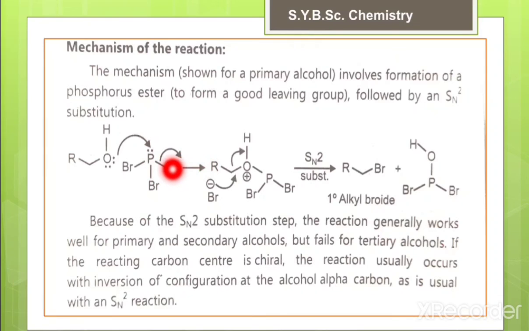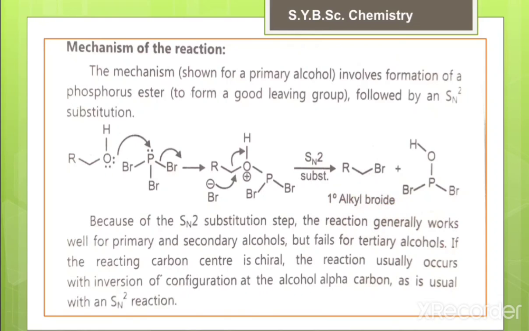That means it is an SN2 mechanism, and we know that in the case of an SN2 reaction, the attack of the nucleophile takes place opposite to the good leaving group, and it is a concerted mechanism. That means the nucleophile attacks simultaneously with the departure of the good leaving group. Now in the next step, the removed Br minus attacks this carbon, and this carbon-oxygen bond breaks. That means SN2 substitution, and here we get the alkyl bromide.